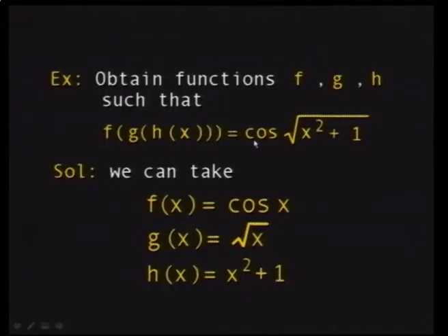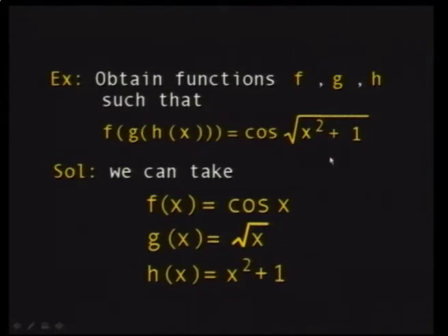Here it asks you what is here. It gives you the composition directly and asks you what are the functions that constitute this composition. Of course, here there are many alternatives. You can, for example, take f of x equal to cosine x, g of x equal to square root of x, and h of x equal to x squared plus 1. And here, what you get is the trig composition: f circular g circular h.